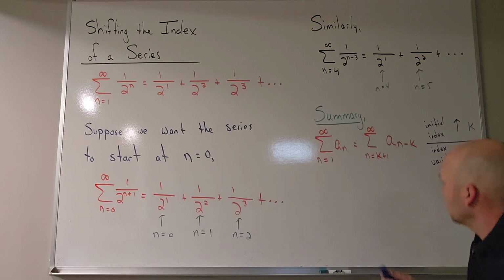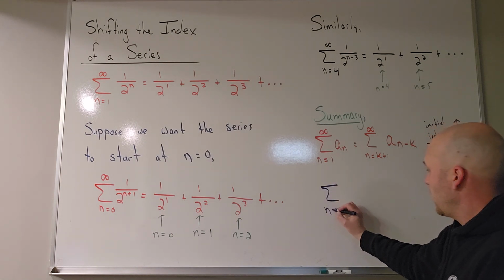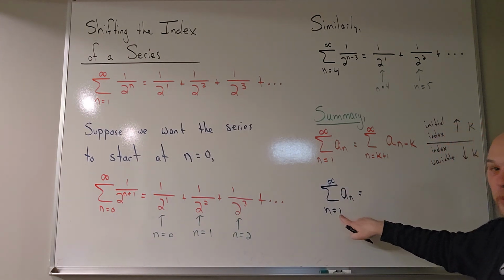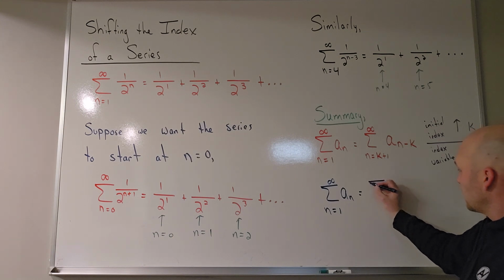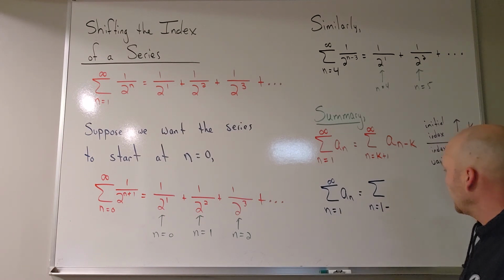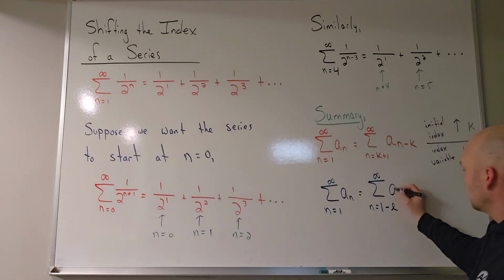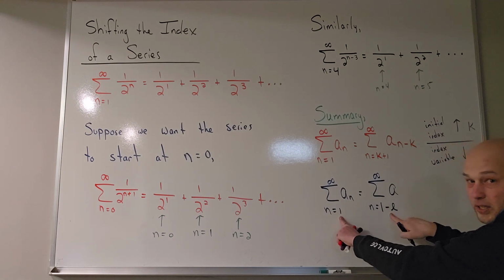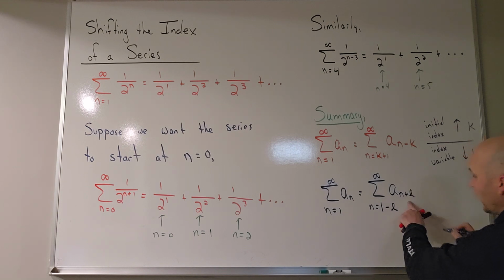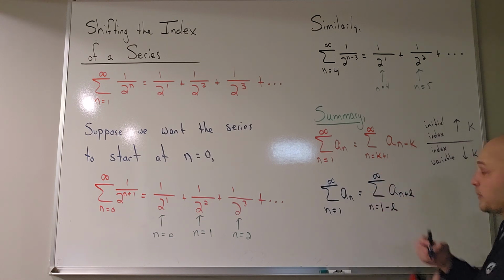All right, similarly, let's say I've got the sum from n is 1 to infinity of a sub n, and suppose I want to decrease this. So let's say this is the sum from n equals, let's say, 1 minus L to infinity. So I take the initial index and I decrease it by an amount L. That means I'm going to increase the variable by L. So decrease by L, increase by L. Increase by k, decrease by k. So they go in opposite directions.